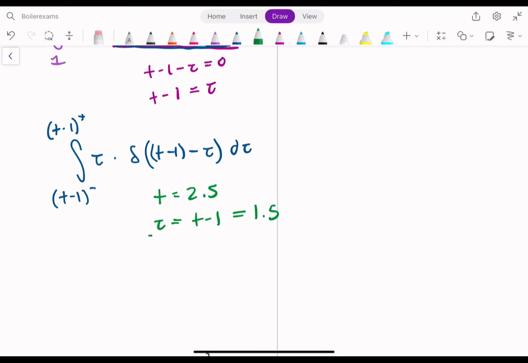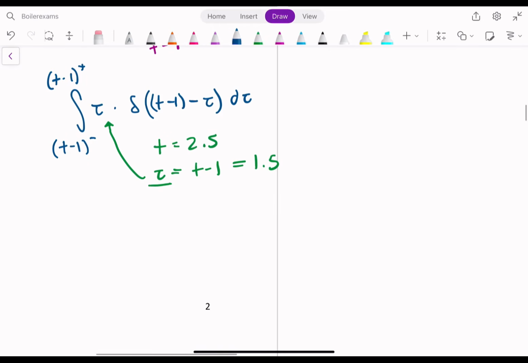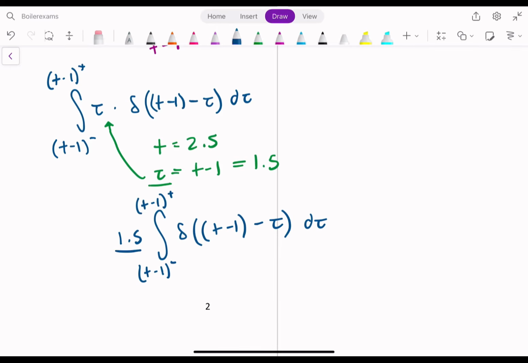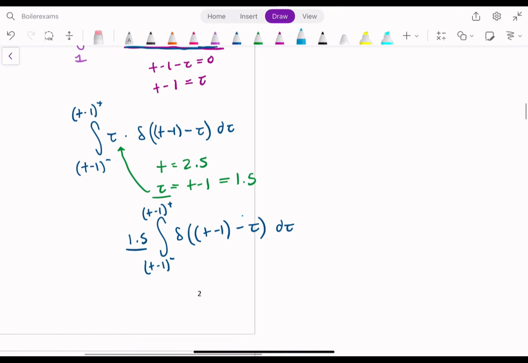And so we can plug in this value of tau into this variable here, and what we get then is 1.5, and we can take that out of the integral, and then we have this multiplied by the Dirac delta of t minus 1 minus tau d tau. And now that we have set tau to equal 1.5, we know that this inner function will return 1 of 0. So then what is the integral of a Dirac delta function?